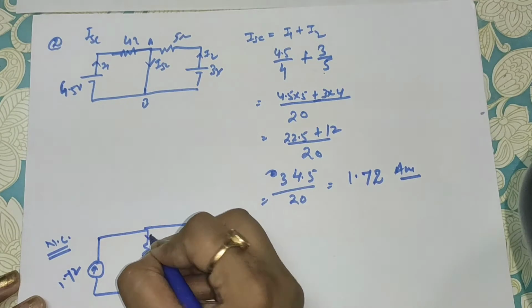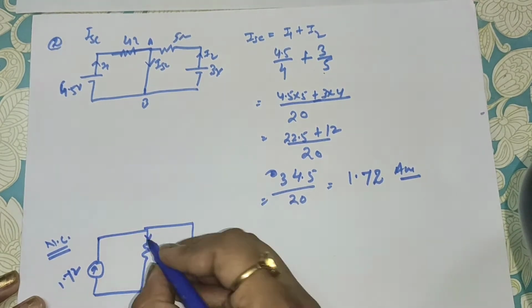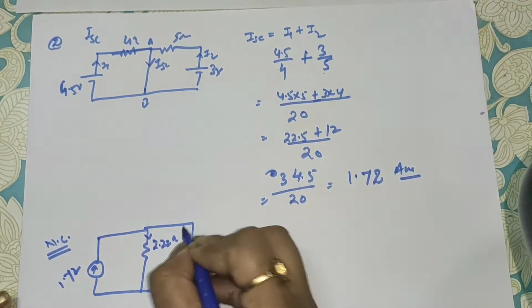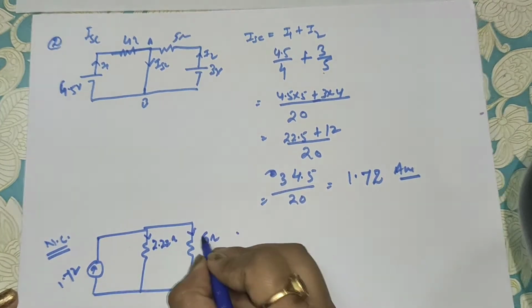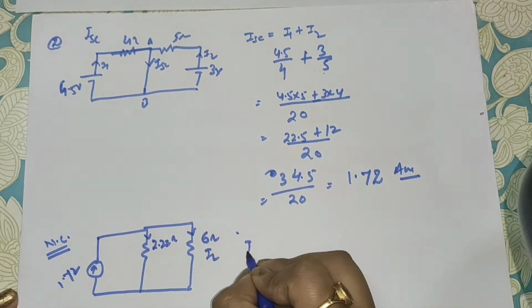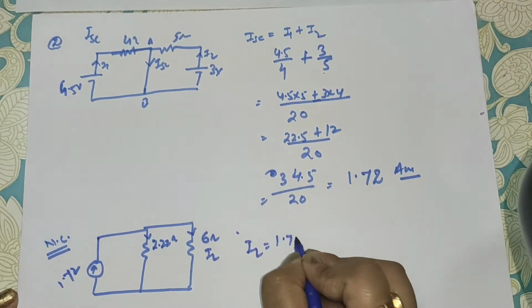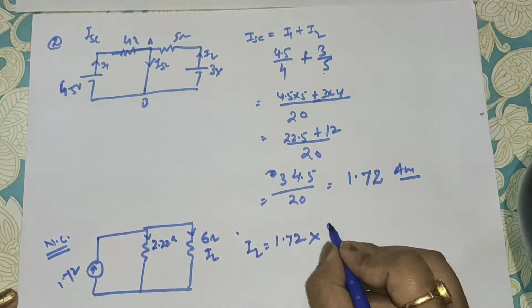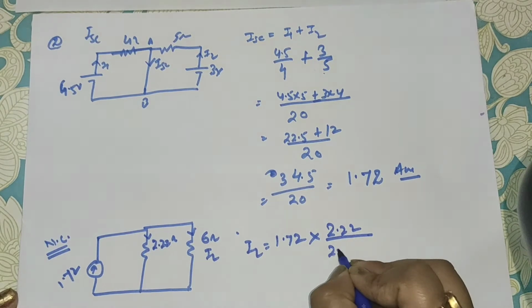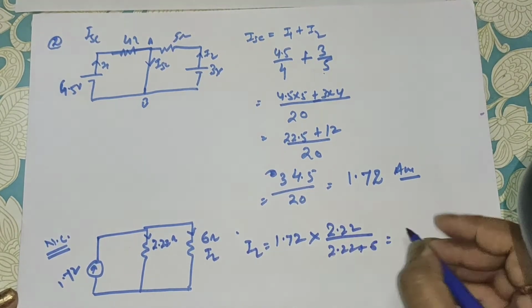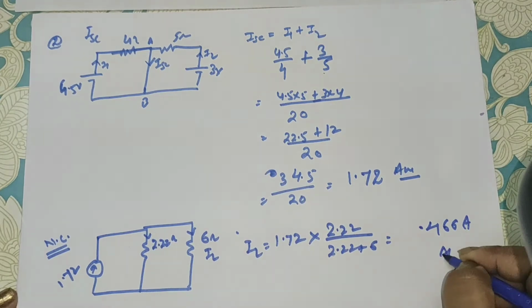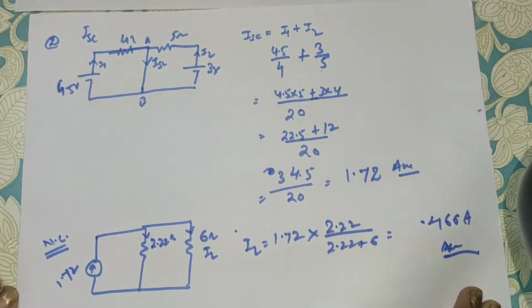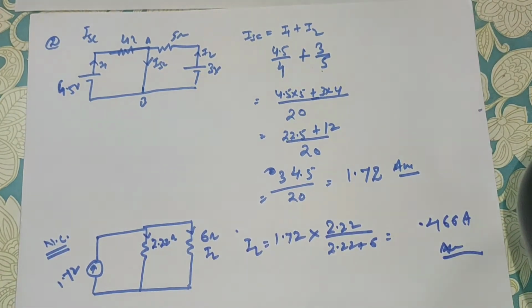So this is IN, RN was 2.22 ohm and RL was 6 ohm and IN is this. So you have to calculate IL equals 1.72 into 2.22 upon 2.22 plus 6 ohm. If you solve this, you will get 4.66 ampere, your answer. Now we will do one more example that will be very useful to you.